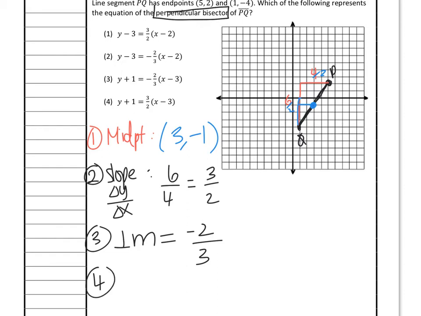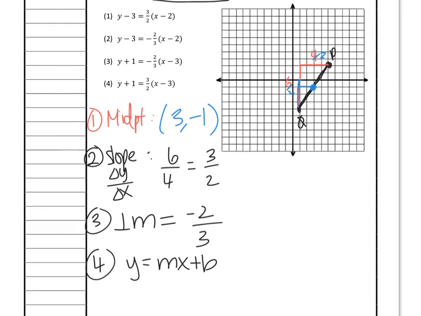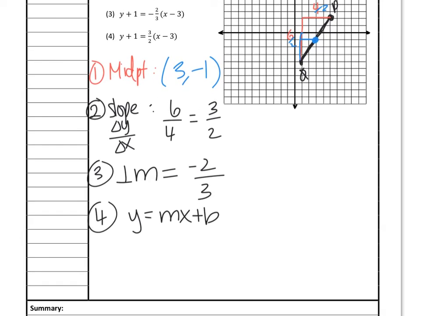And then step 4 is to write that equation y equals mx plus b and start plugging things in. Remember that we are referring back to the midpoint as x and y. And step 3 for our perpendicular slope. So we have negative 2/3. I shouldn't have y equals anymore. Sorry about that. So instead of y, we're replacing it with negative 1.